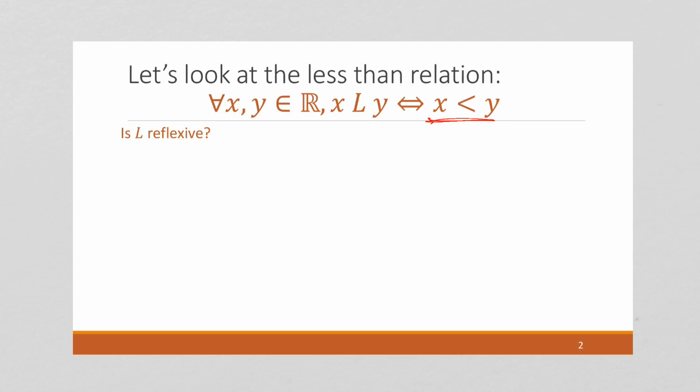So the question is, is this reflexive? Again, L is reflexive if and only if for all x in our domain, which is the real numbers, x is related to x via our relation L. So in other words, is x always going to be less than x?